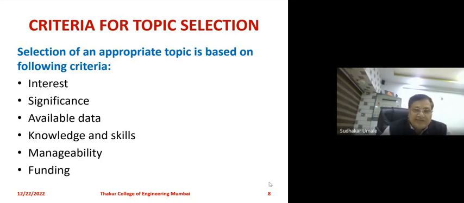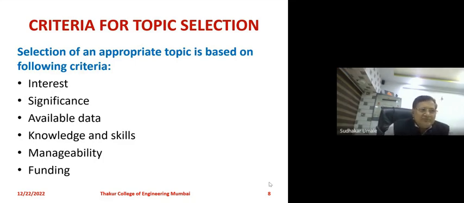Interest. Your interest is very important. If your interest is not good, or it is not matching with your work, then you are not able to write very successfully. Second is the significance of the project. I will explain what the significance is. Third, available data, knowledge and skills. You must have the knowledge and skills of that particular area. How do you manage? That is called manageability. How do you manage your thesis writing? And the funding required for the completion of your research. If the funding is not proper, you are not able to complete your thesis.